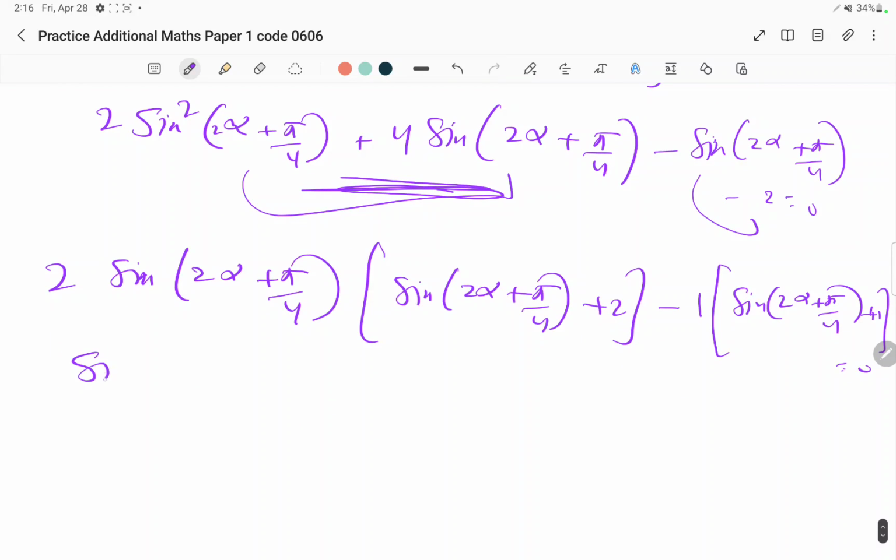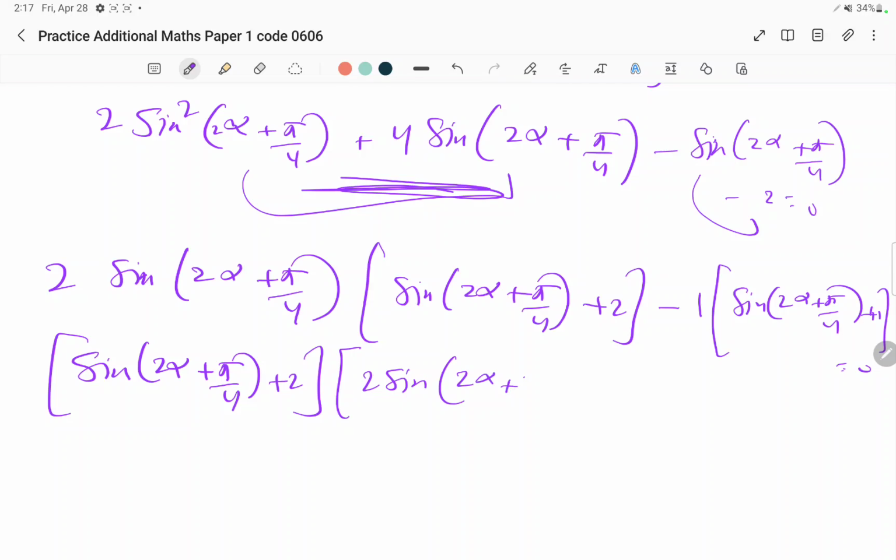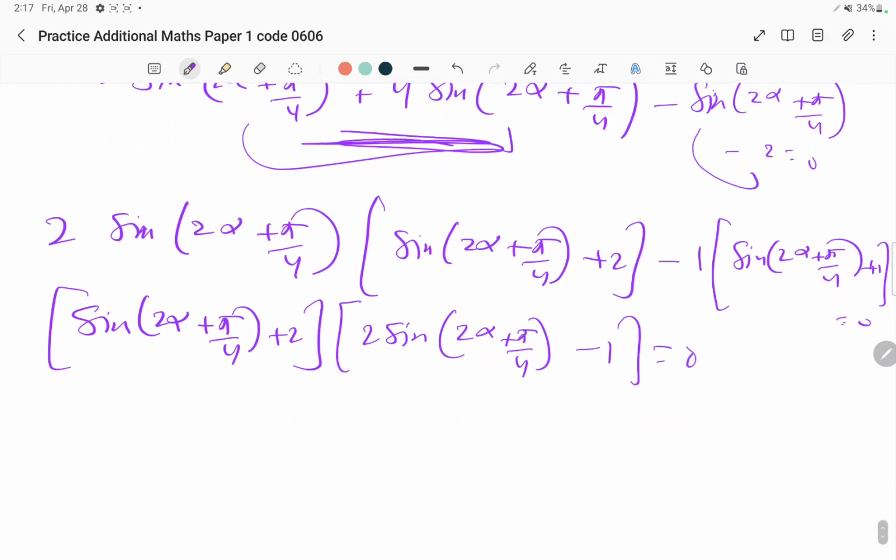Now, the bracket sine (2 alpha plus pi over 4) plus 2, and the bracket 2 sine (2 alpha plus pi over 4) minus 1 equals 0.